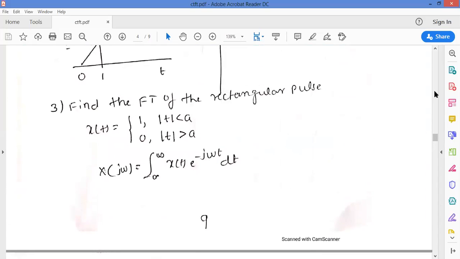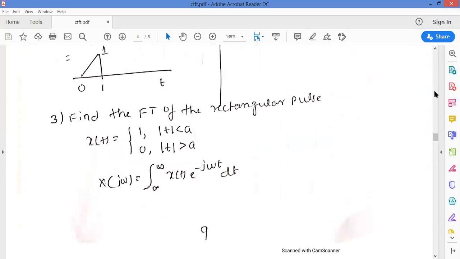Once again, I'll go to the problem. Find the Fourier transform of the rectangular pulse as shown in the previous class. x of t is equal to 1 when mod of t is less than a, and x of t is equal to 0 when mod of t is more than a. Okay. So x of j omega, as per our previous method, is equal to the integral from minus infinity to plus infinity of x of t e power minus j omega t dt.